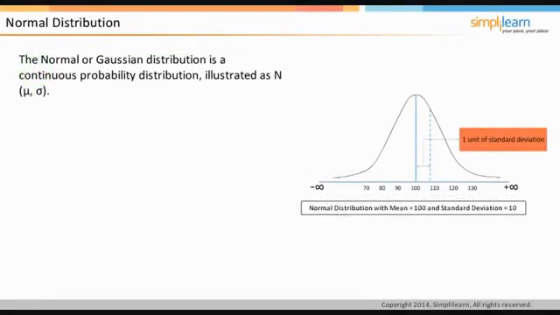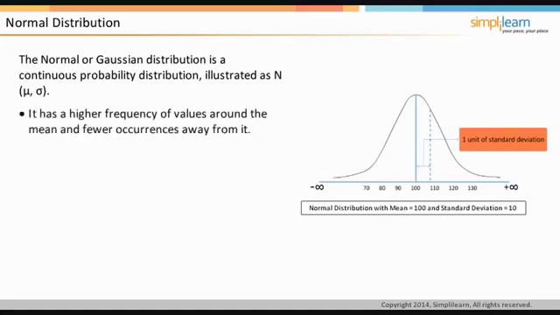Let us learn about normal distribution in this screen. The normal or Gaussian distribution is a continuous probability distribution. The normal distribution is represented as N and depends on 2 factors: mu, which stands for mean, and sigma, which gives the standard deviation of the data points.